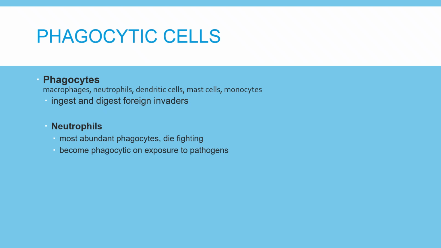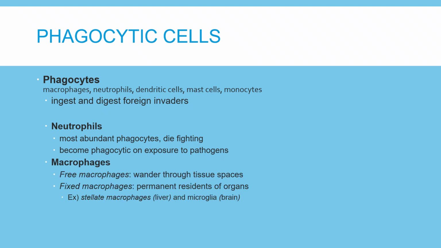in the process. Now, in contrast, we have macrophages, which are a little bit more robust and they can survive to kill another day. They're not going to be as susceptible to self-destruction by their own machinery as the neutrophils are. Macrophages can be fixed, where they remain permanent residents of the organs that they are protecting, or they can be free macrophages, where they have the ability to wander through the tissue spaces.